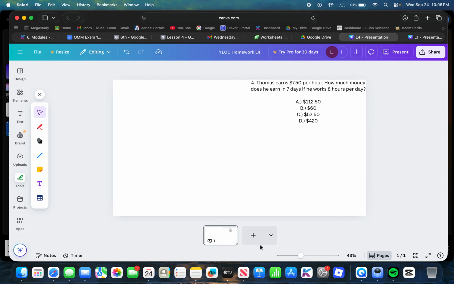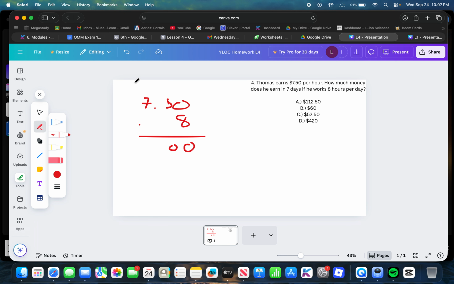Number 4, Thomas earned $7.5 per hour. How much money does he earn in 7 days if he works 8 hours per day? Alright, there's a lot of proportions. So what we want to do first is just multiply first. $7.50, this is how much he makes in 1 hour, times 8. This is for 1 day. 8 times 5 is 40. 8 times 7 is 56, 57, 58, 59, 60. So it makes $60 cash in 1 day.